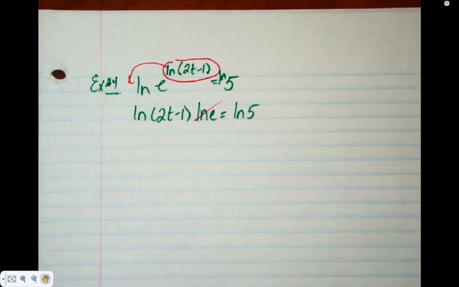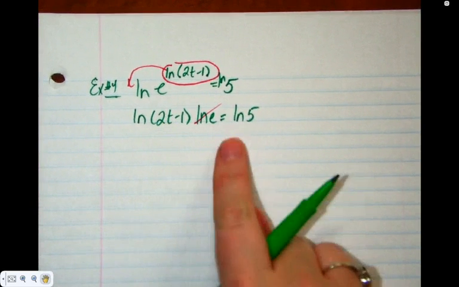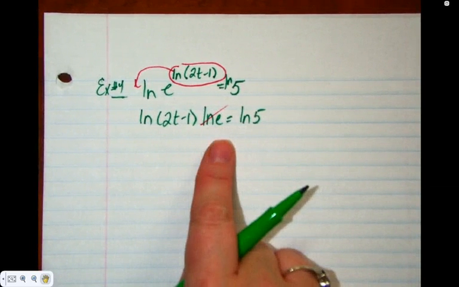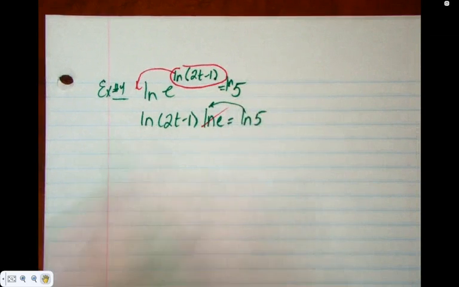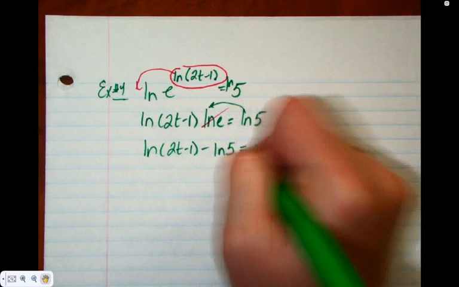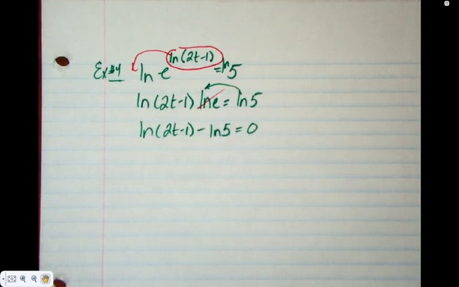How? Or get rid of it. Okay, we can't get rid of it when there's one on each side. Yeah, this is now just a regular log equation. So the e is gone, so this is a log equation. So what's step 1 of your log equation? Logs on one side, numbers, anything without a log, on the other. Okay, so I'm going to take this ln 5 over to this side.